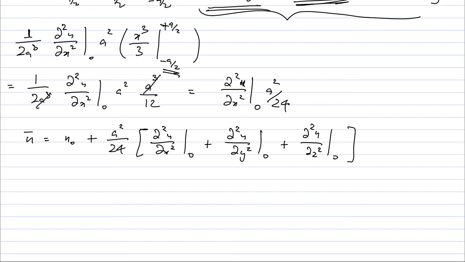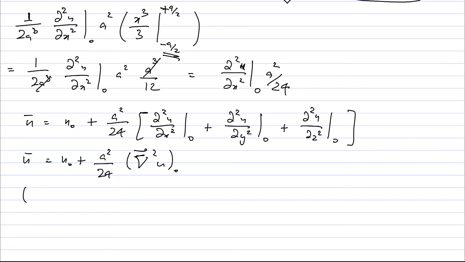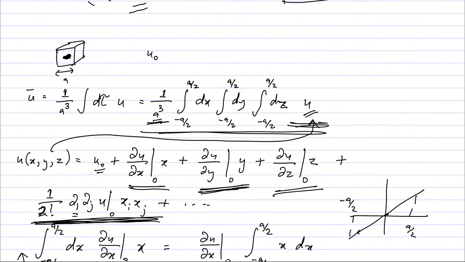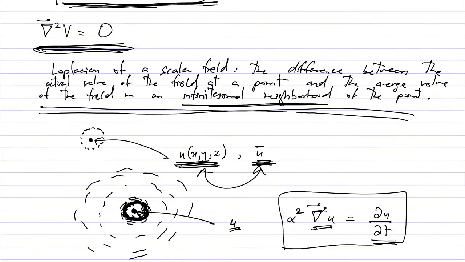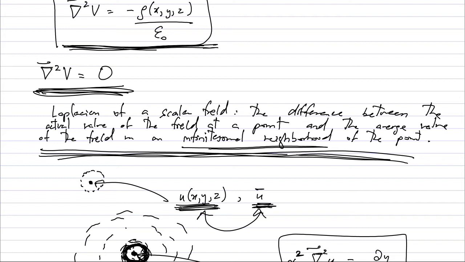So I can then rearrange this equation to say that the value of the Laplacian at the origin is simply equal to 24 by a square times u bar minus u naught. The important thing to note is that the Laplacian is proportional to u bar minus u naught. And that's exactly what I was saying, that the Laplacian tells you about the difference between the value of the field at the point, which is u naught, and the average value, which is u bar.